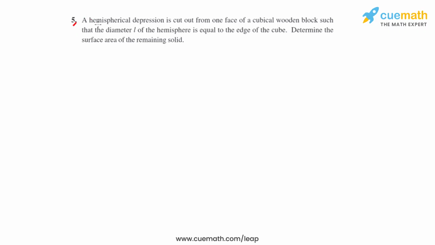Question number 5 says that a hemispherical depression is cut out from one face of a cubical wooden block such that the diameter L of the hemisphere is equal to the edge of the cube. We have to determine the surface area of the remaining solid.